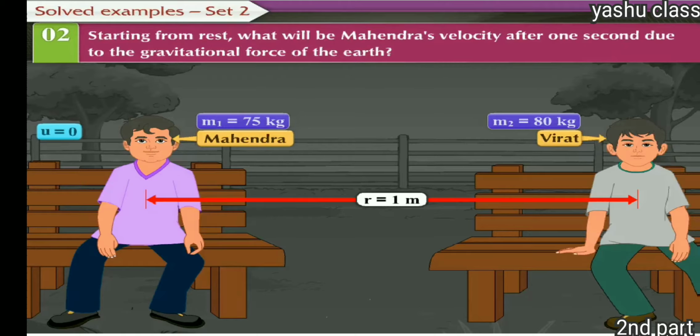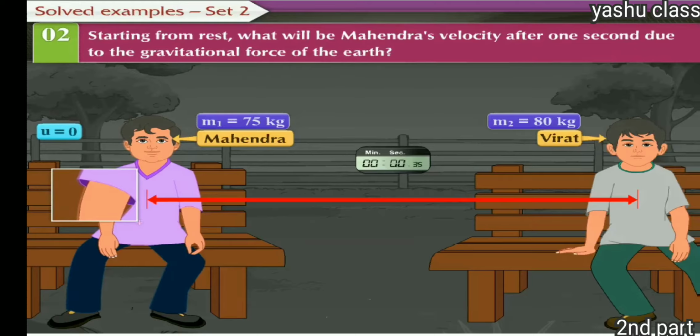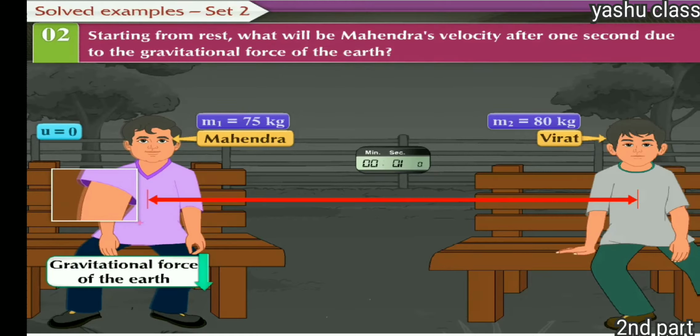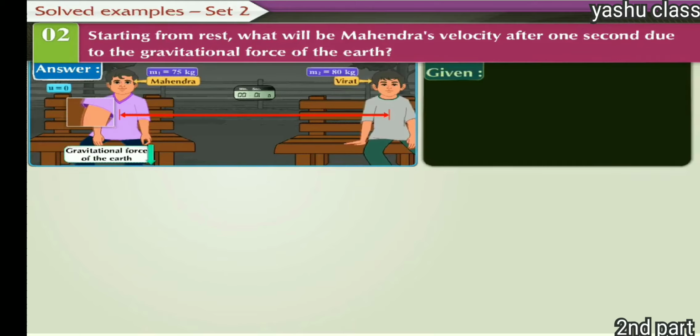Example 2. Starting from rest, what will be Mahendra's velocity after 1 second due to the gravitational force of the Earth? Answer. Let us first note down the given information. Here, the initial velocity of Mahendra, U, is 0. The gravitational force on Mahendra, F, is equal to 733 newtons. Mass of Mahendra, M, is equal to 75 kilograms. Time t is equal to 1 second.